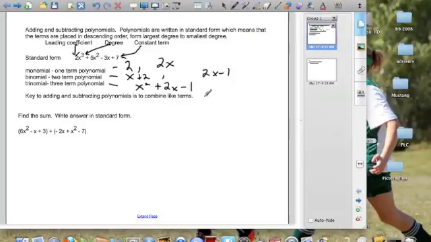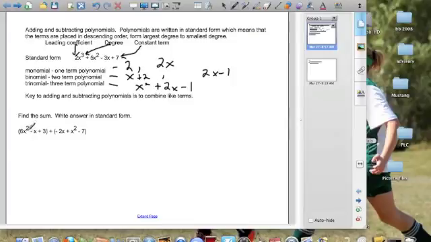Now, the key to adding and subtracting polynomials is to combine like terms. We have two different methods that we can use, a horizontal method or a vertical method, and I'm going to show you both. First, the horizontal method. We're going to add 6x squared minus x plus 3 to negative 2x plus x squared minus 7. You'll notice the first one's in standard form, the second one's not, but I have to remember to combine like terms.